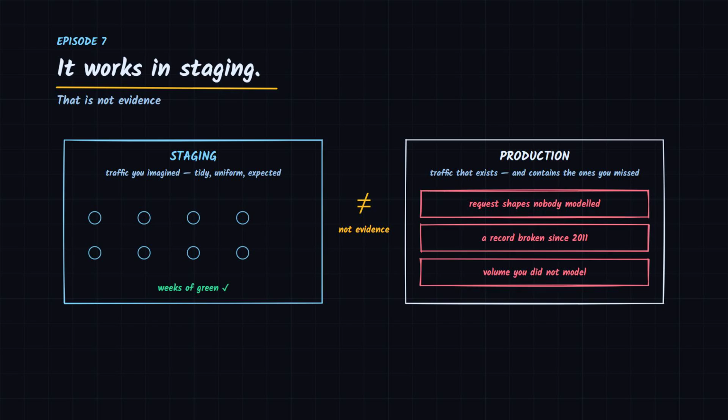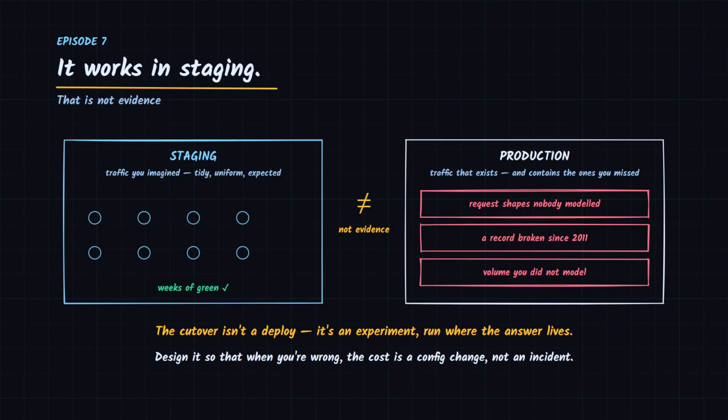So the cutover is not a deployment. It is an experiment, run against the only environment where the answer lives, and the whole design goal is that when you are wrong, and you will be wrong, the cost is a config change rather than an incident.